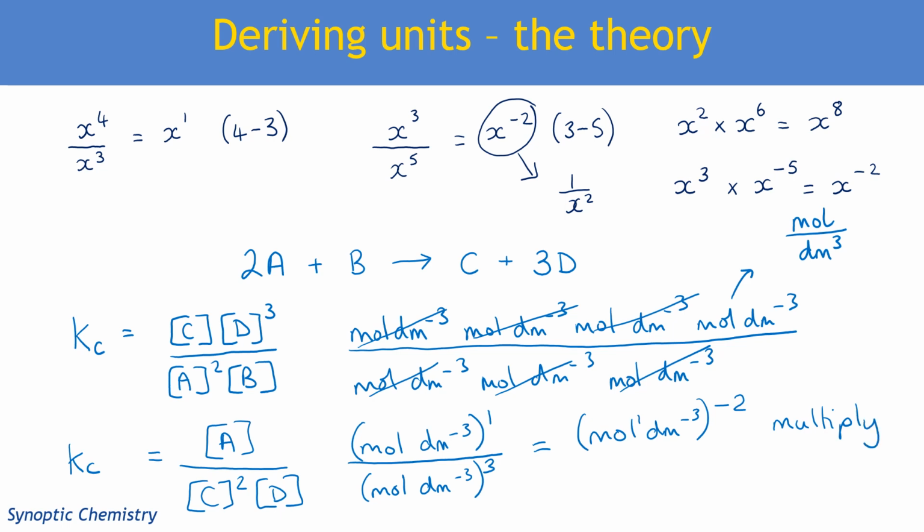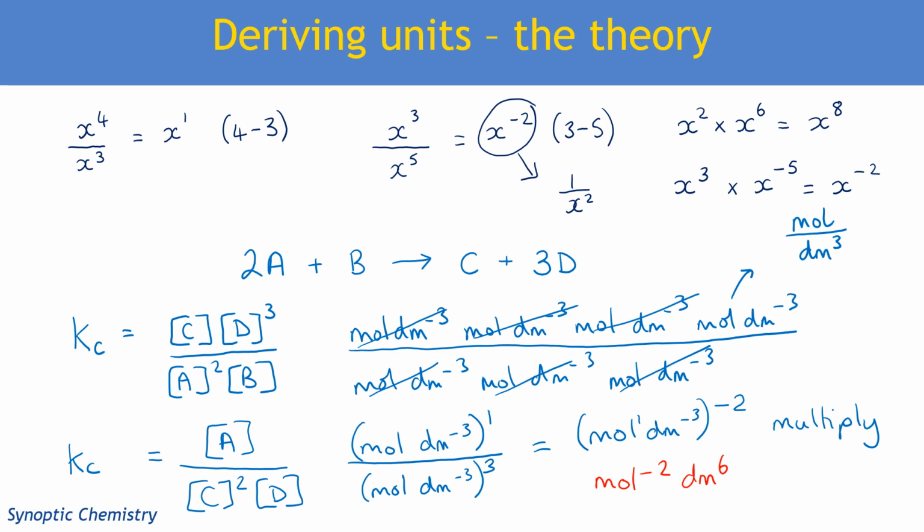And so the units would be, take my 1, times it by minus 2. 1 times minus 2 is minus 2, so moles to the minus 2. Take my minus 3, multiply by minus 2. dm to the power plus 6. So that felt like I may have taken a long time to get there. So how could we simplify this even more?